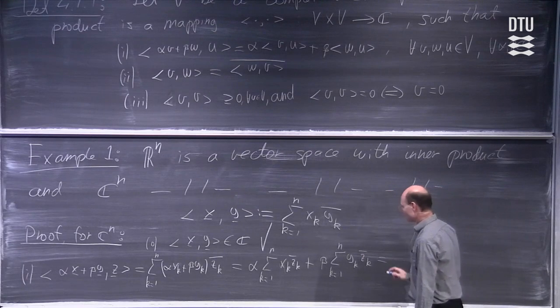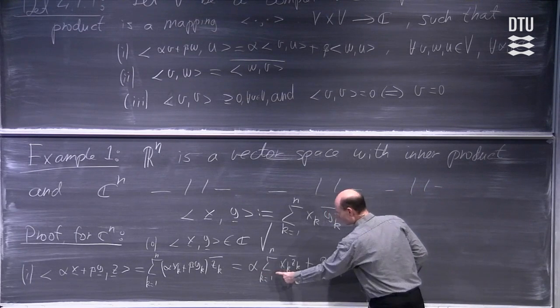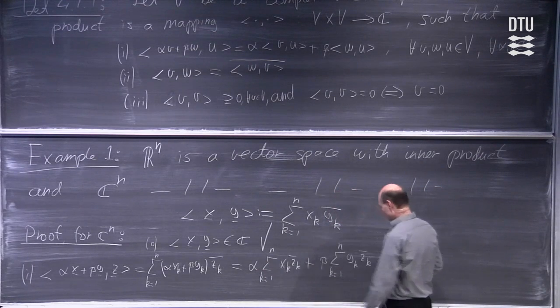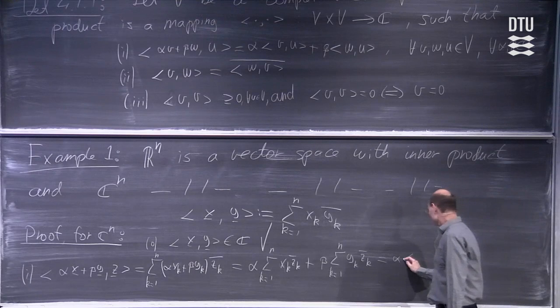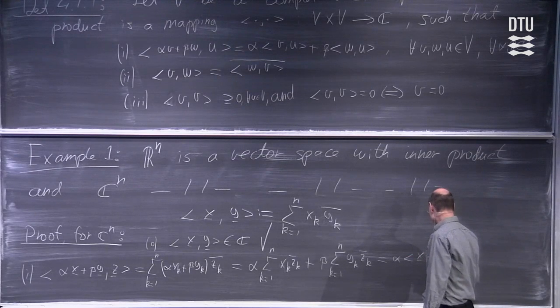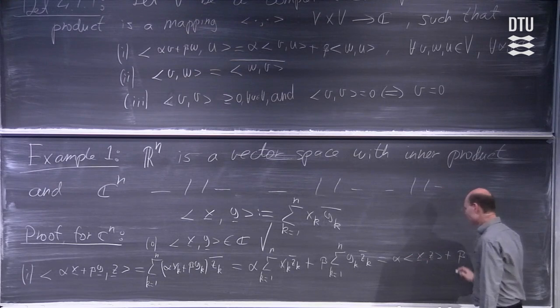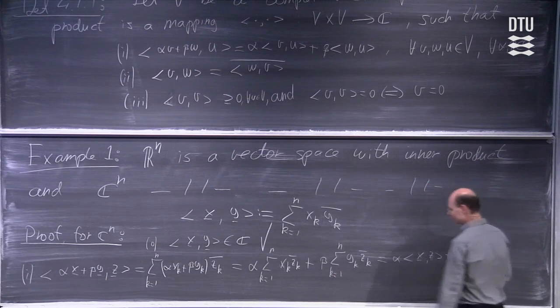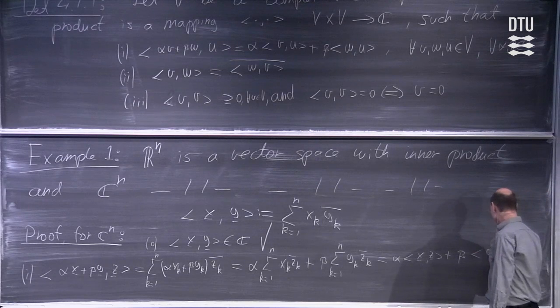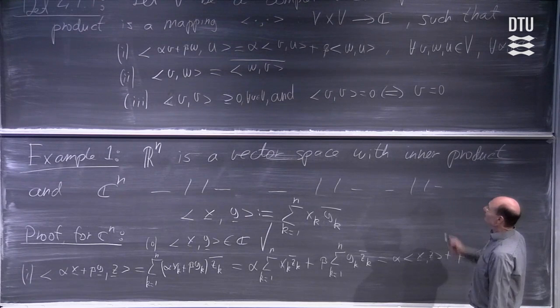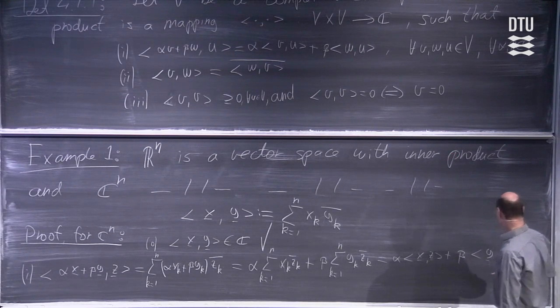And if you look at this, this is exactly the alpha times what we have here by the definition. This is simply the inner product between x and c. And then we get plus beta, and what we have here is exactly the inner product between y and c. So that means this verifies the first condition.